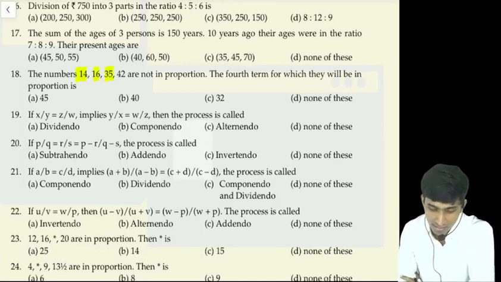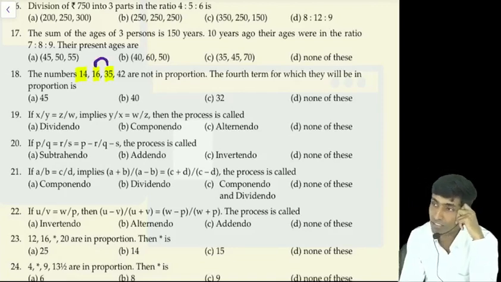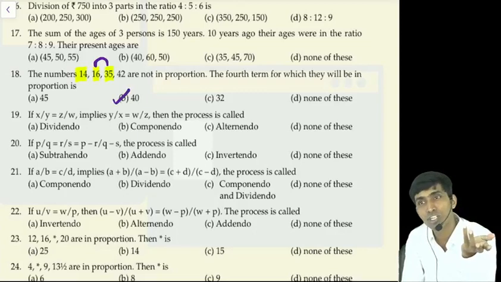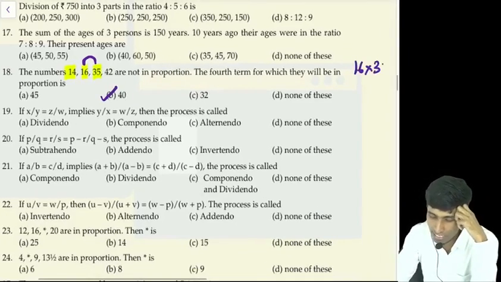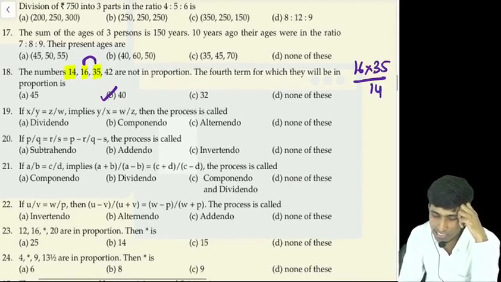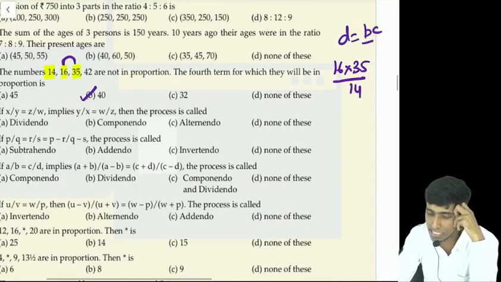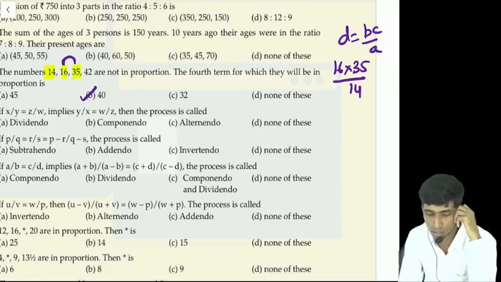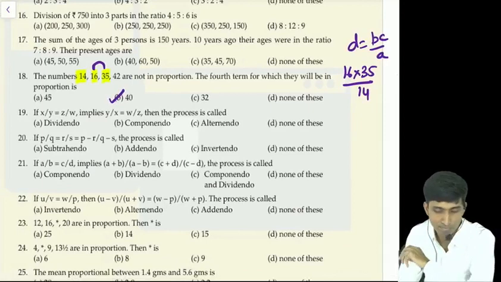BC by A, no need to write also. BC means this multiplication of this. Come on. 16 into 35. Divide by 14. Answer is how much? 40. Understood? If you want for revision, you can write 16 into 35 divided by what? 14. Answer is what? 40. Because fourth proportional D is equals to BC upon A. Wow. I'm genius.